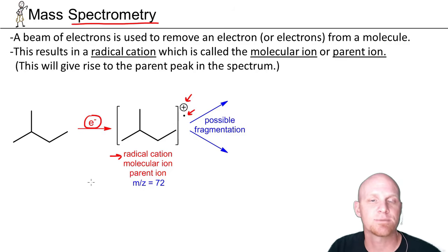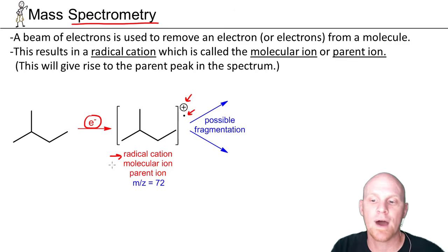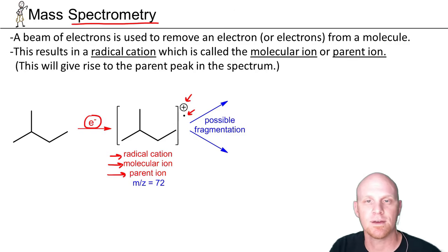An electron weighs just some small fraction of an AMU, so this really hasn't lost much mass. So your radical cation here has the same molecular weight as your original compound, so we call it the molecular ion. So we'll also sometimes call it the parent ion, as we'll see in a little bit that it's going to give way to the parent peak.